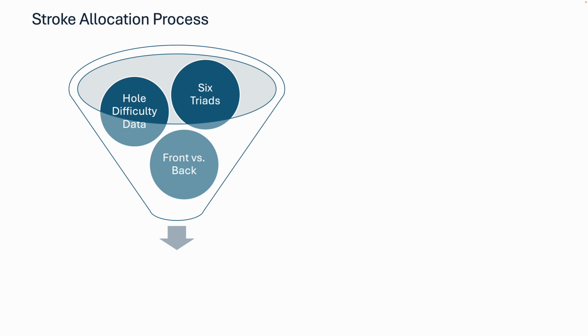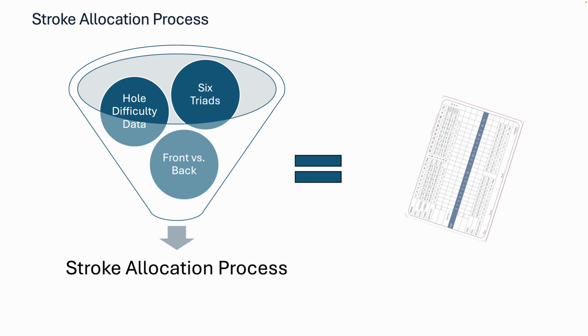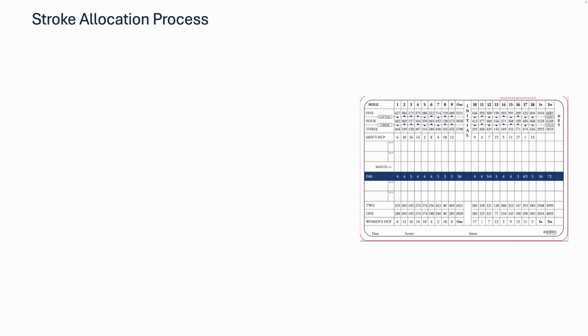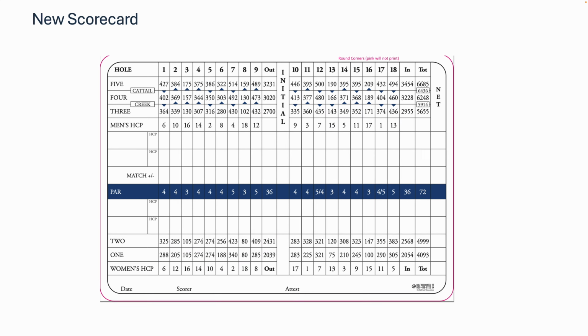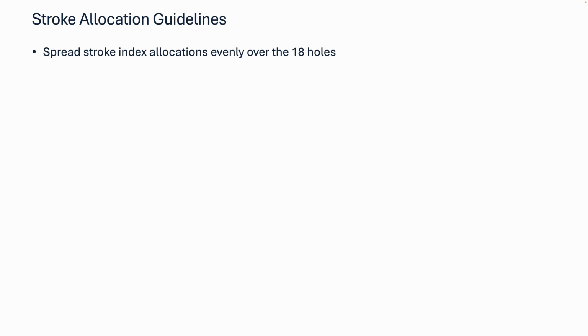So you take all that, apply the stroke allocation process, and what do you get? You get a new scorecard. And here's the new scorecard. But wait, we need to go through a lot more information so you understand how the strokes are allocated this year. So here's some more guidelines.